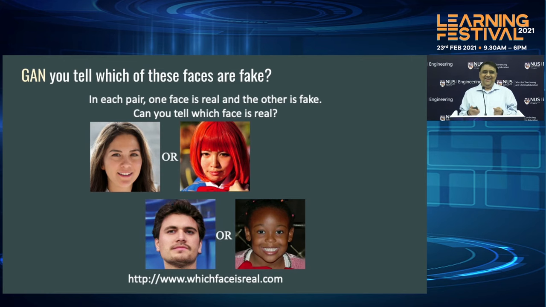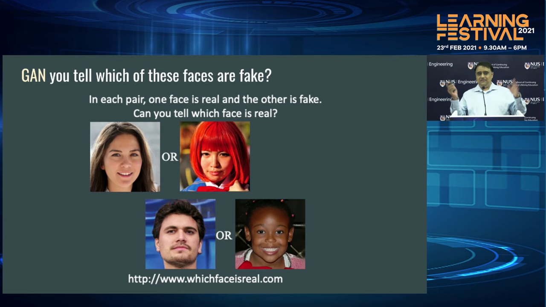It turns out that in both these cases, the image on the right is real. The image on the left is fake. So it's pretty good, right? Those two images look very real, and this is done by a GAN. This is what I meant. If you combine GPT-3, which is a natural language model, with GANs, all bets are off. You really cannot believe anything you see.